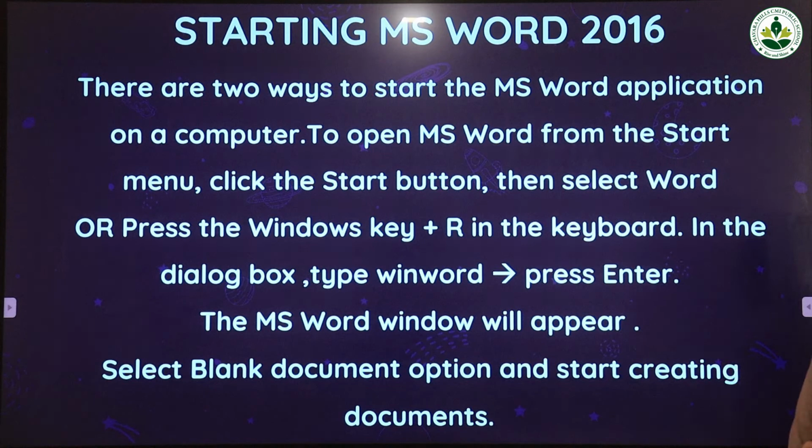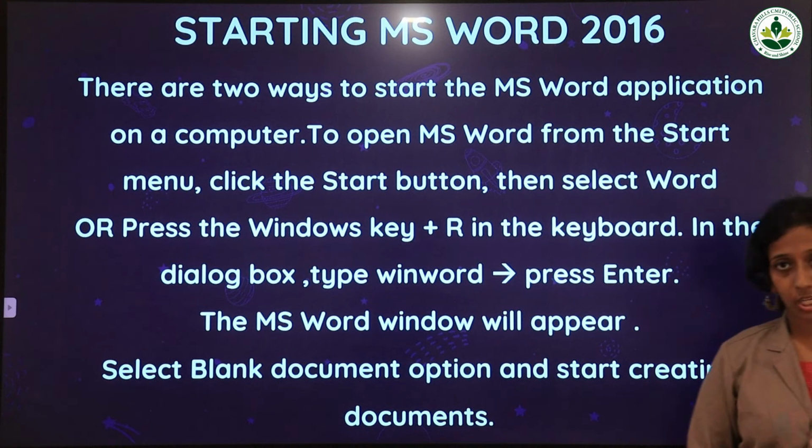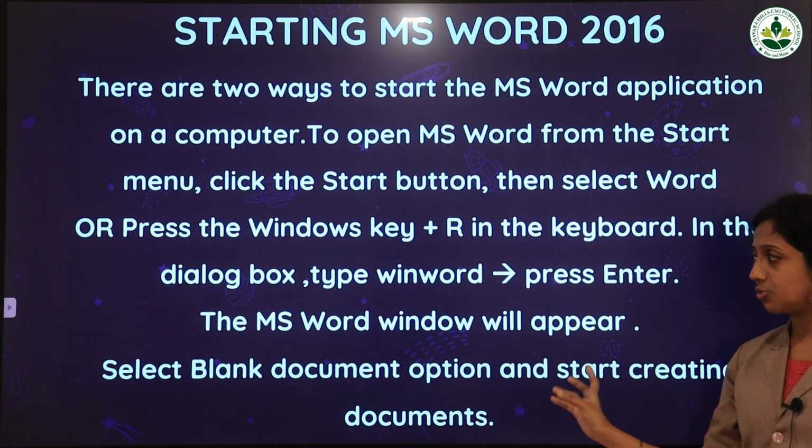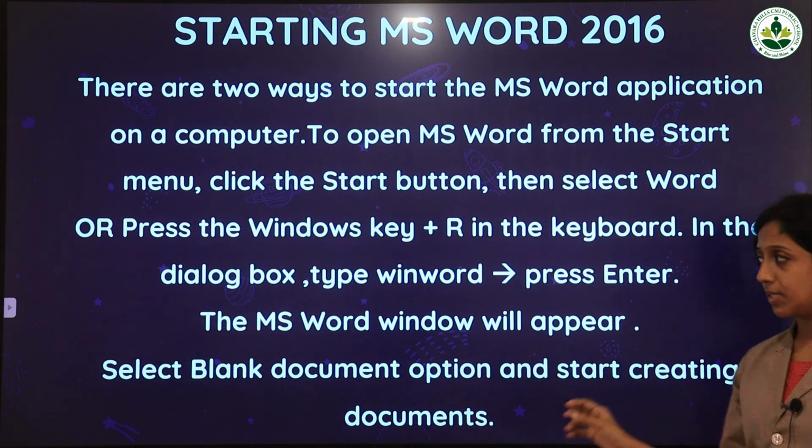And in the dialog box type WinWord. There will be a search bar in the start button, and in the search bar you have to write WINWORD, and press enter. So you can see the MS Word window will appear. Select blank document option and start creating document. So these are the different ways that you can open your MS Word. Either you can press your keyboard Windows key and R, or you can go to the start menu and write WinWord in your search bar.